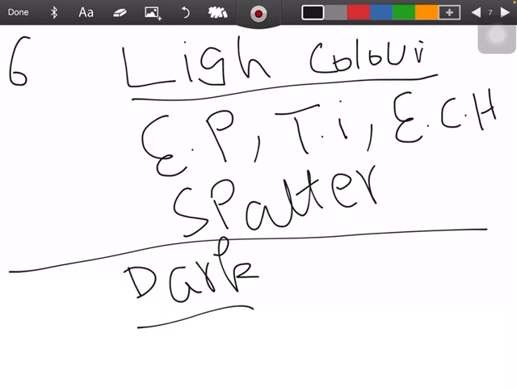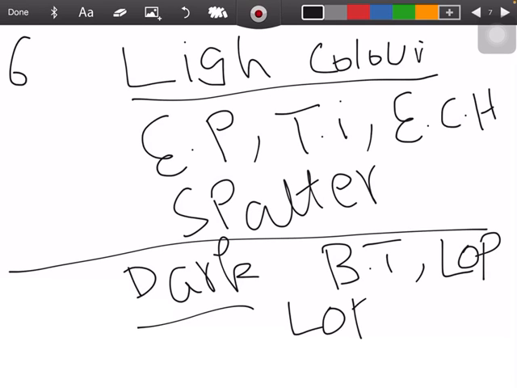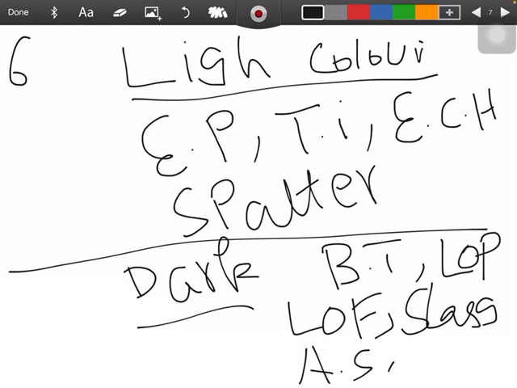For example, burn through, lack of penetration, lack of fusion, slag, arc strike, and because the thickness will be less there as compared to the thickness of the base metals, so these will be darker. Okay, and these are the most important defects.